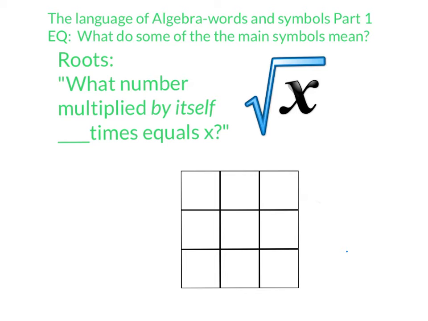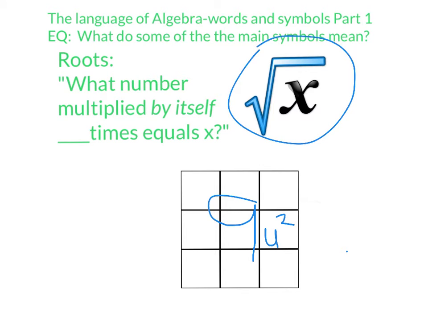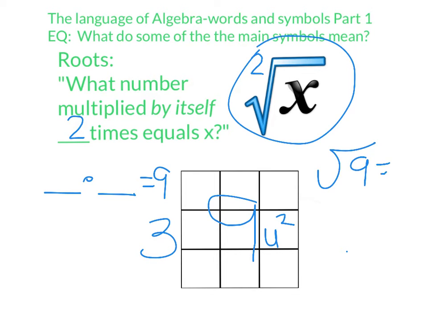Roots are the opposite of powers. So here we have a grid which has 9 square units in it, and the root here is asking for what number multiplies by itself, in this case 2 times, and then there'd be a little 2 right here to equal 9. So what number times what number equals 9, and that number of course is 3. So the square root of 9 is 3. This is so common to ask for the square root. Sometimes we don't even write that little 2 right here. Okay?